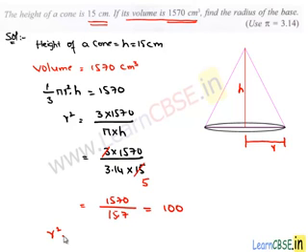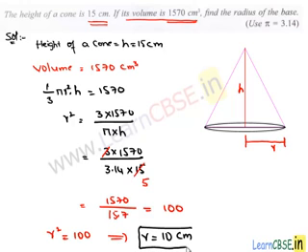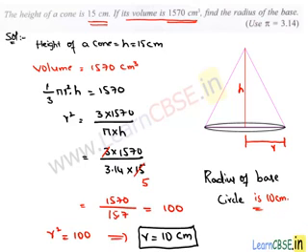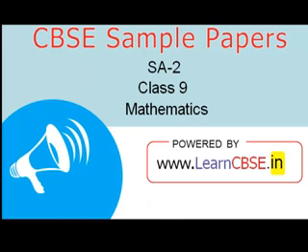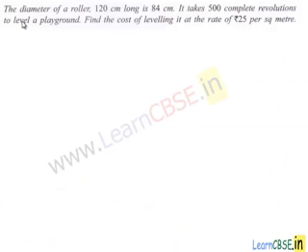Therefore the value of r square is 100. By applying square roots we get the value of r, which is 10, and it is in centimeters. So we have the radius of base circle is 10 centimeters. This completes our solution. Let's move to the next question.